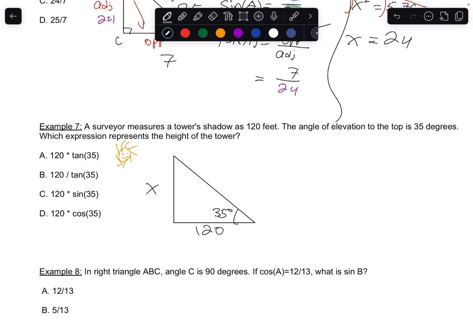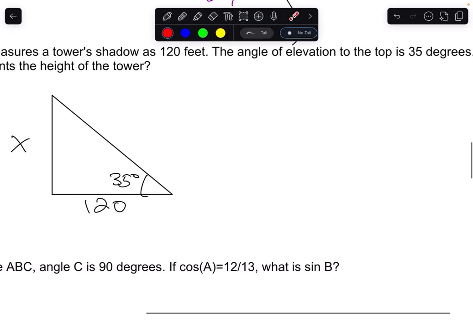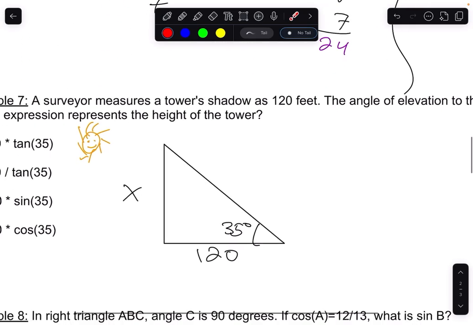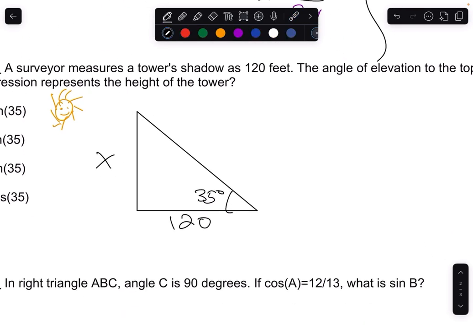Okay, all that to say this. If I'm talking about an angle, I actually have an angle, 35. I didn't earlier. Earlier, I just said A because I didn't know the angle. Now I actually do. So let's just label your sides real quick.